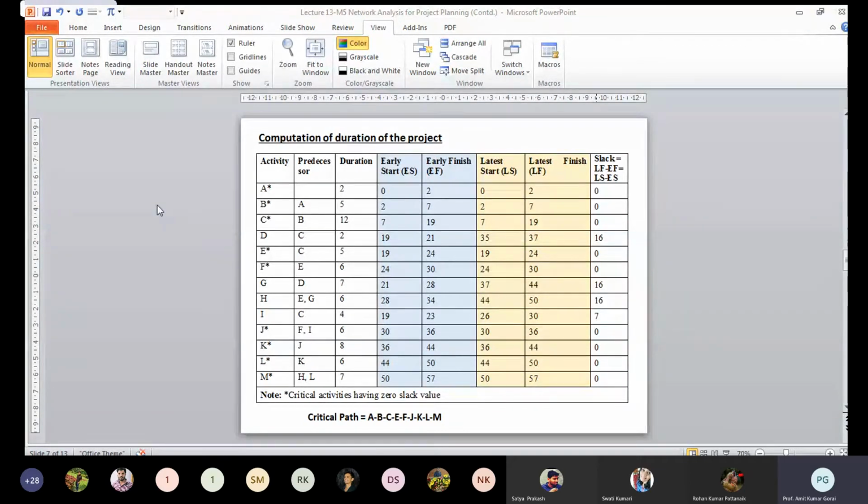C is also the predecessor of job E. So once you complete job C, you can start D and E both, because C is the predecessor for both D and E. So the earliest completion time is 19 for job C. After 19, you can immediately start D and E. So the earliest start of job E is also 19, and it is taking 5 weeks, so the early completion time is 24.